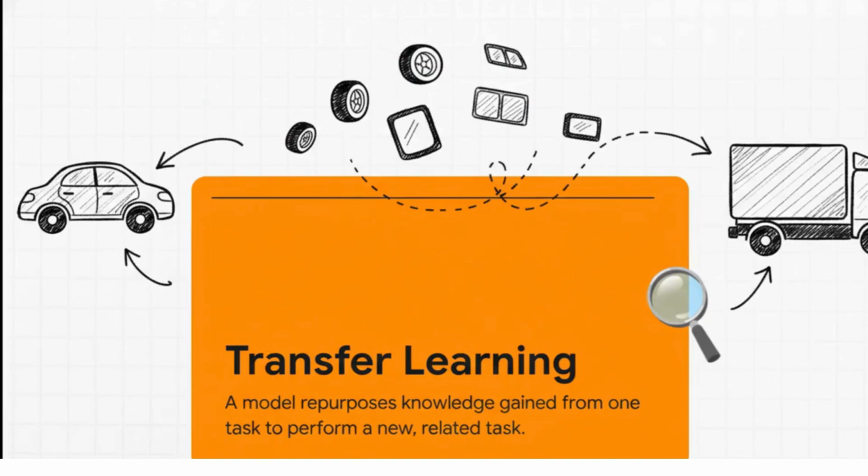And why start from scratch every single time? That's the idea behind transfer learning. If you've already trained a massive model to identify cars, it already knows about things like wheels and windows and headlights. So you can take that knowledge and transfer it to a new task, like identifying trucks. It gives the new model a massive head start, making learning way, way faster. It's all about not reinventing the wheel.